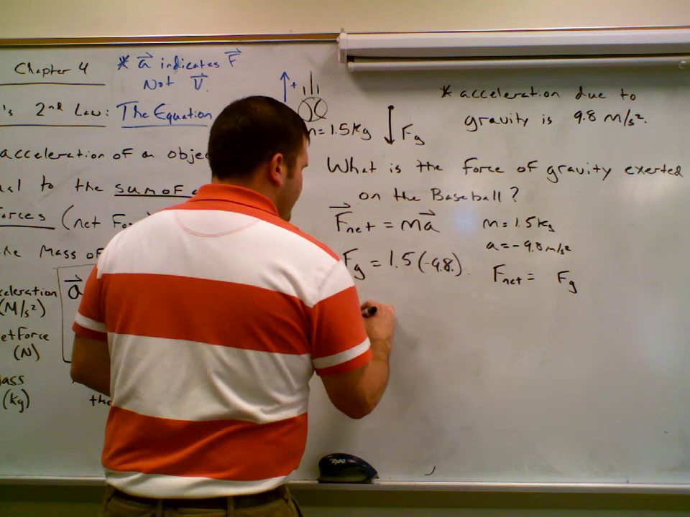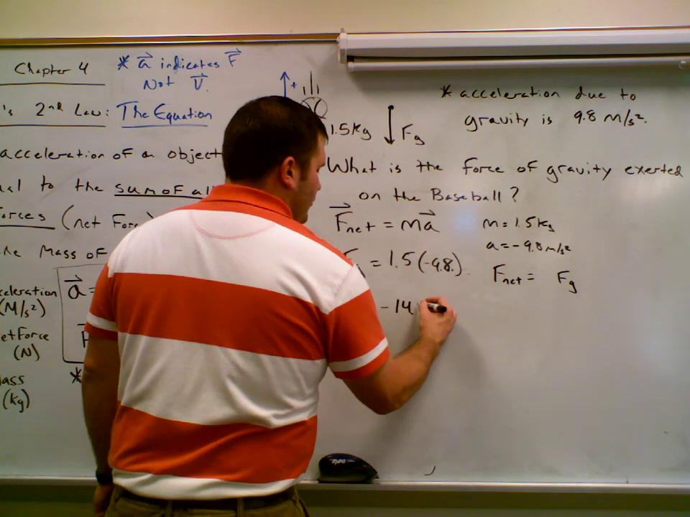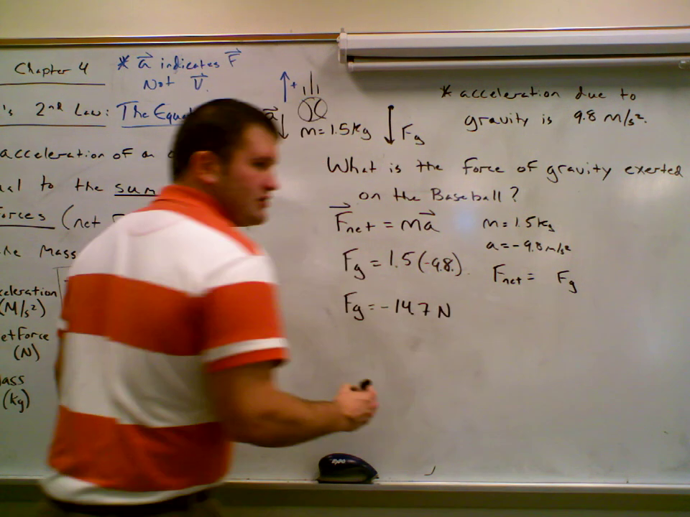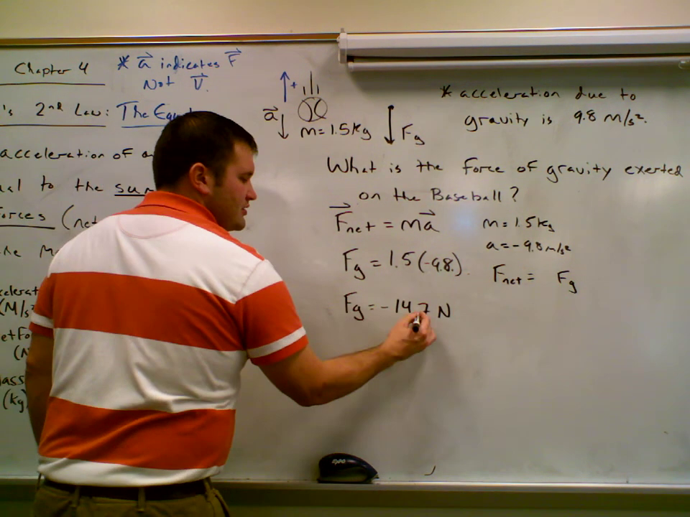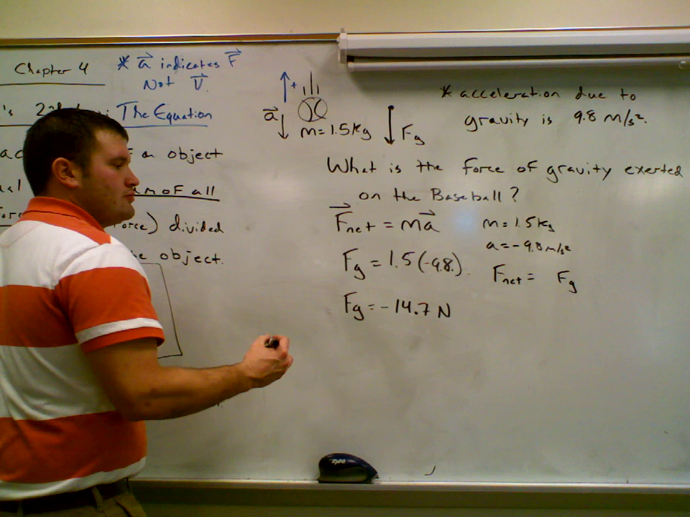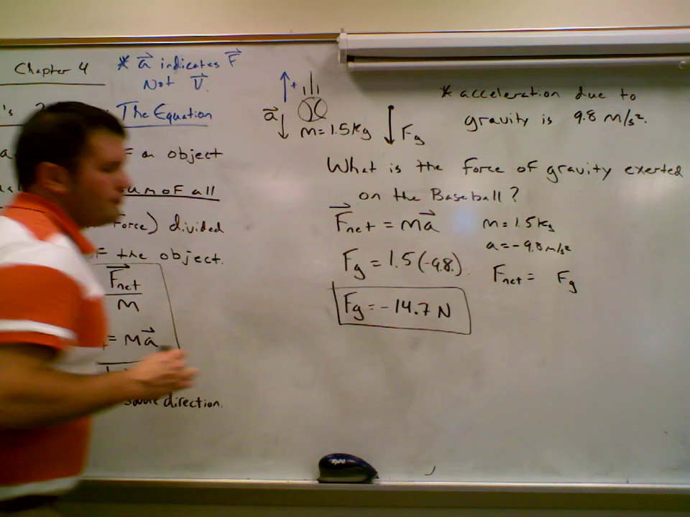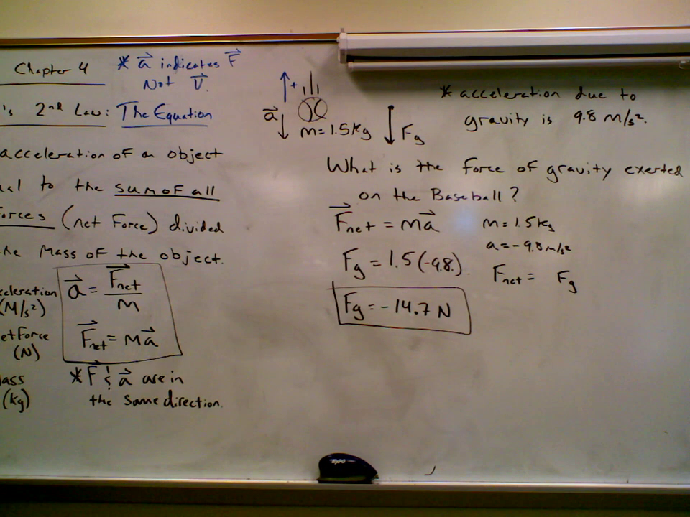14.7. So the force of gravity is negative 14.7 newtons. And this negative means it is up or down? Down. So that negative tells us the sign. Does that make sense, guys?